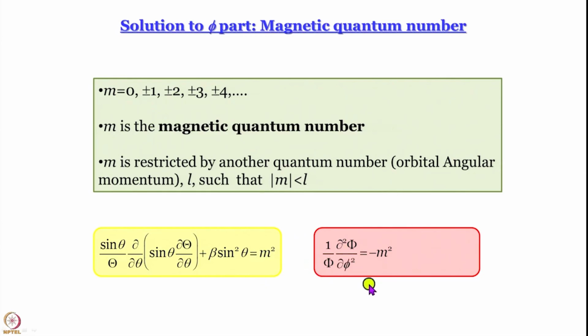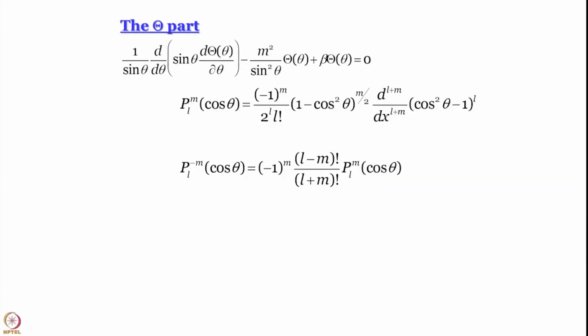When you solve the equation in phi, you get the allowed values of m. When you solve the equation in theta, then you get the limit to the allowed values of m, and that turns out to be mod m less than l. Unfortunately, solving it is beyond the scope of what we want this course to be. So, we are not going to do it in this course, we will take it axiomatically for now. And similarly, the same thing is going to happen for l and the principal quantum number n.